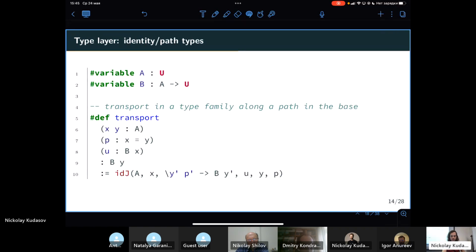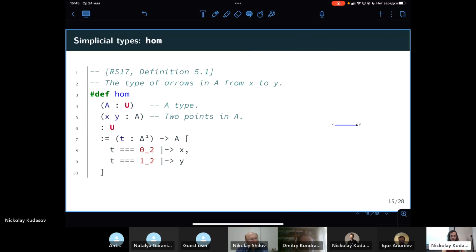So I think we're going to skip this one. There's a transport. I don't think that's very important. I will rather go to the interesting types that we have.